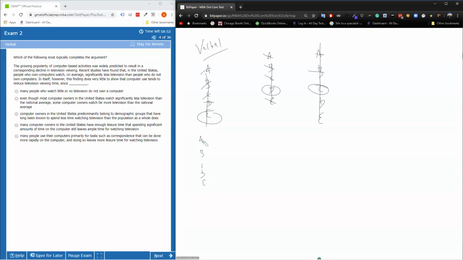So many people who watch little or no television do not own a computer. I don't think that's what it's saying. Even the most computer owners in the United States watch significantly less television than the national average. Some watch far more. Well, no. "Some" can mean anything. Computer owners in the United States predominantly belong to a demographic group that has long been known to spend less time watching television. So C.